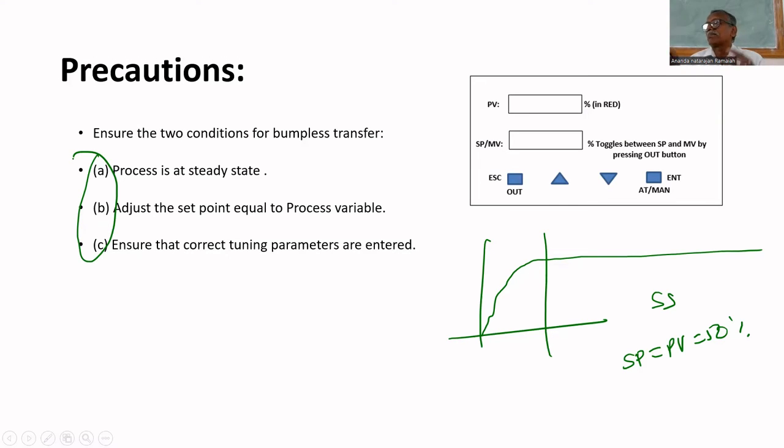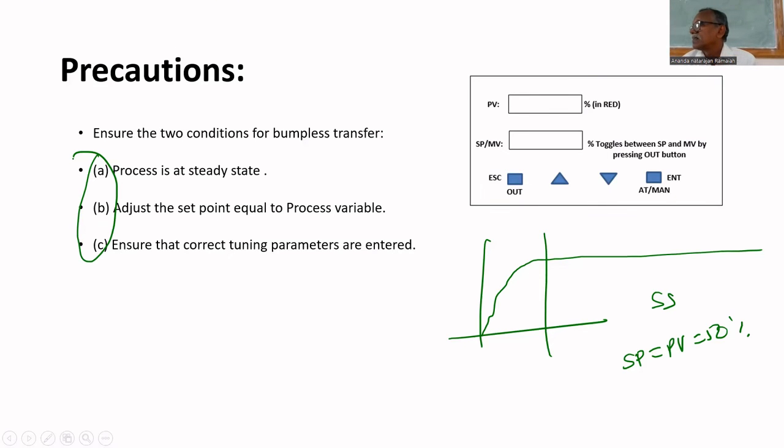That's why the set point must be equal to PV at steady state, not at a transient. Suppose you gave the bias value so that the process variable will settle at 60, which means when it comes to 50, definitely it will settle at 60. When it crosses 50, you are thinking that the set point is equal to PV, so you can transfer from manual mode to auto mode. It will not work out. So the set point must be equal to PV at steady state.